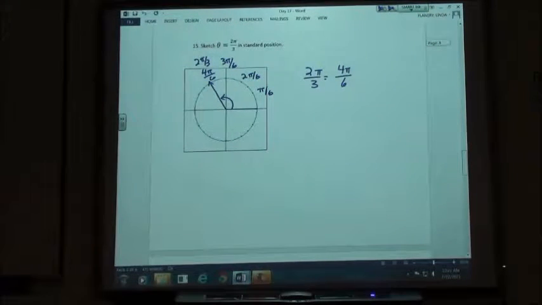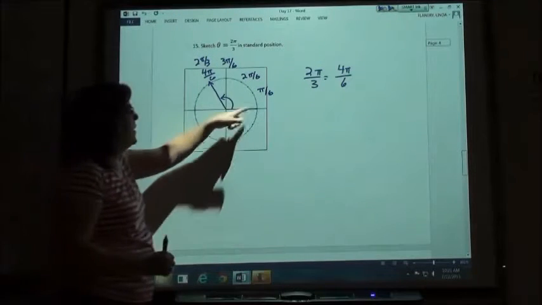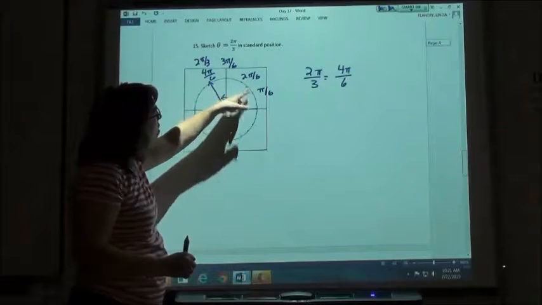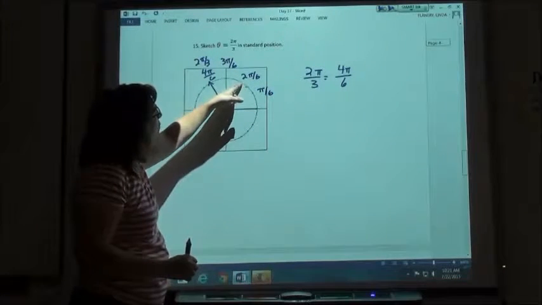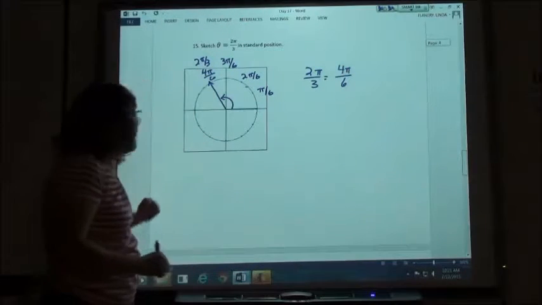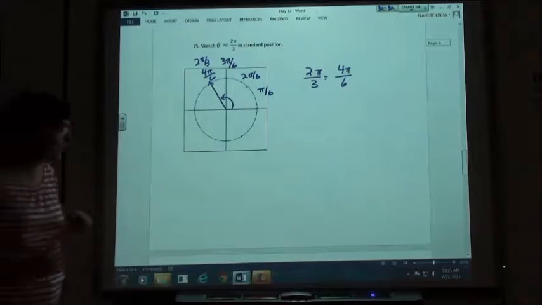So if you just remember those standard ones, here we've got pi over 2, here we've got pi over 4, and then these ones are each pi over 6 as I go around, and then of course some of them I can reduce down into lower terms.